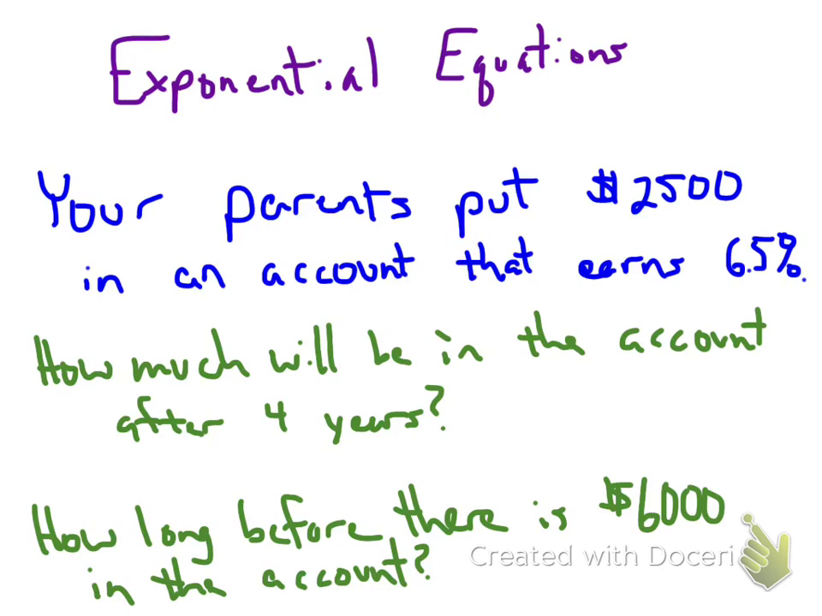Here's the next problem, exponential equations. So your parents put $2,500 in an account that earns 6.5%. How much will be in the account after 4 years, and how long before there is $6,000 in the account? Go ahead and give that a shot.